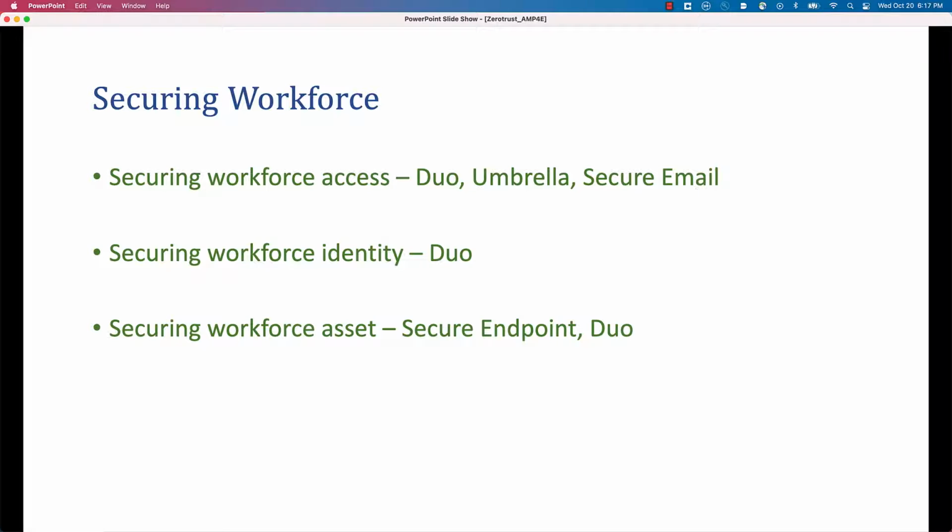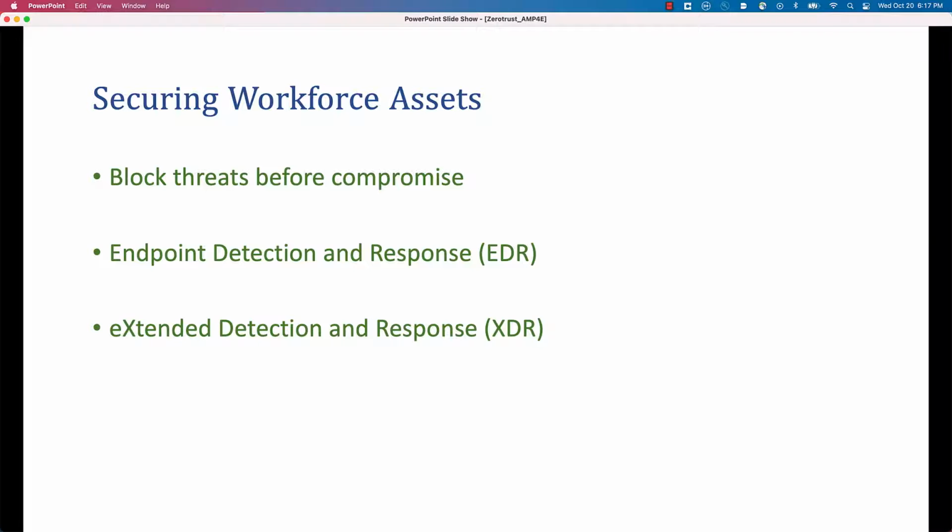So let's talk about the different use cases and different ways that we protect the assets. The first use case is blocking the threats before the compromise. You guys must have heard of memory attacks. Memory attacks can infiltrate endpoints. They can evade the security defenses and exploit vulnerabilities in the applications and operating system processes. Our prevention feature will defend endpoints from these types of memory attacks.